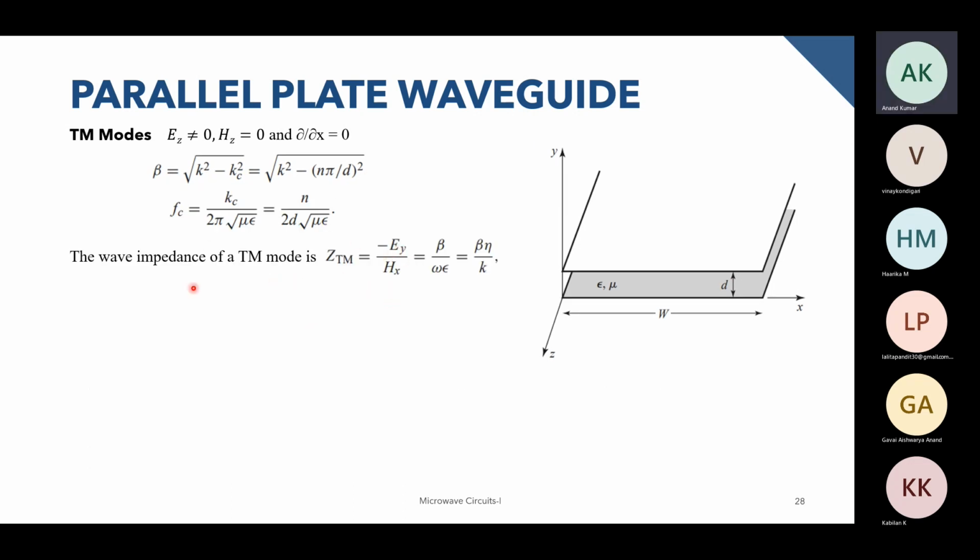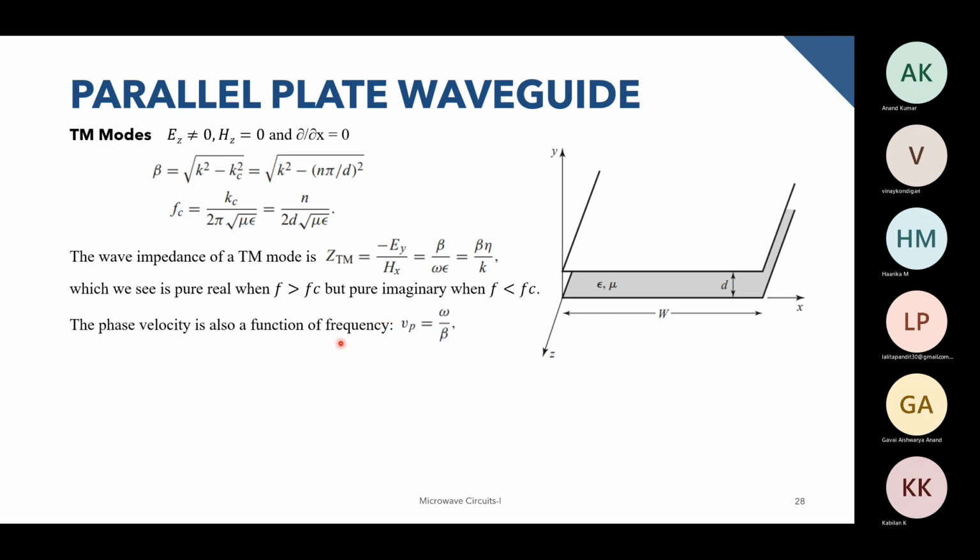Now we can find out the wave impedance as well, again taking the ratio of the electric and the magnetic field. This will turn out to be beta eta by k. And again, from the previous observations, this wave impedance will be real when the frequency we are considering is greater than the cutoff frequency, but it will be imaginary if it is less than the cutoff frequency. And hence imaginary impedance will not support the wave propagation.